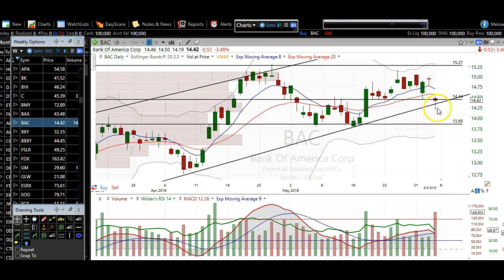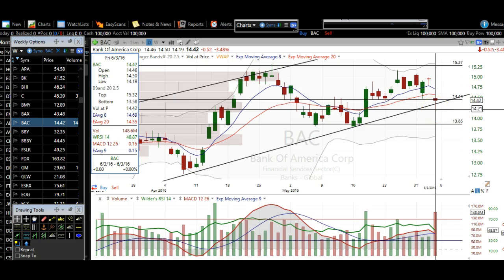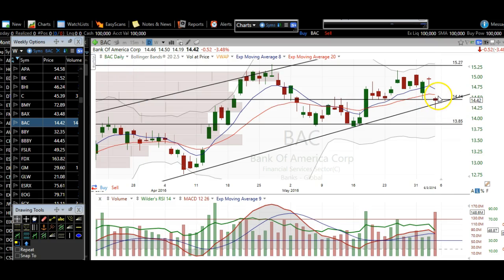Be ready for that hammer. The hammer needs to be confirmed by a green candle on Monday. So be on the lookout for any green, a break over the high of Friday's session, which is 14.50. So a break over that high, we're going to come up there and we're going to fill that gap right around 15.